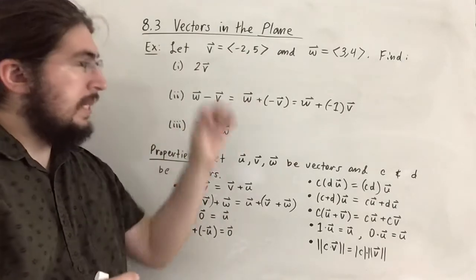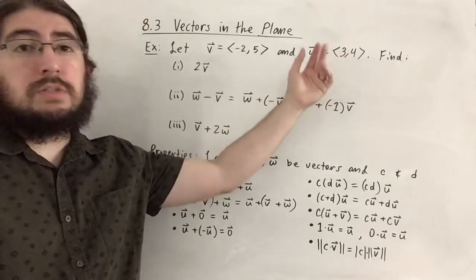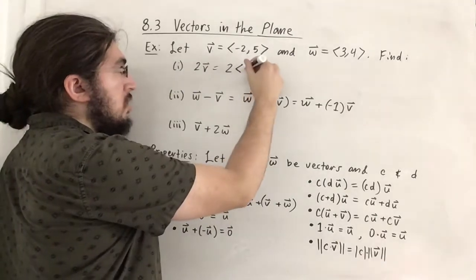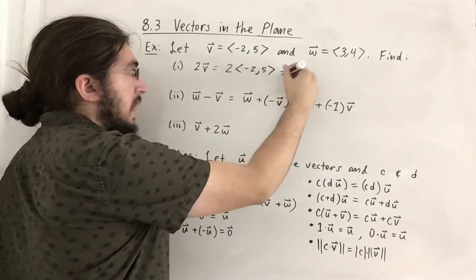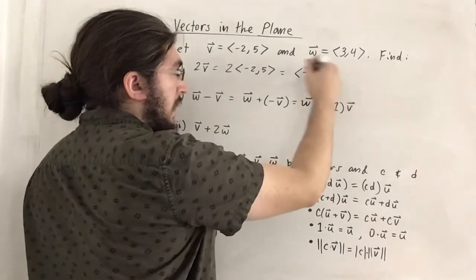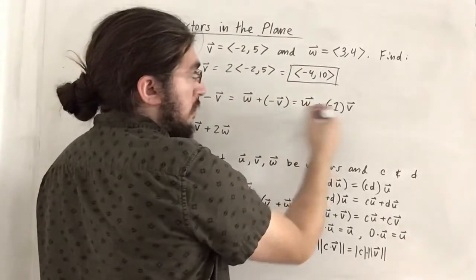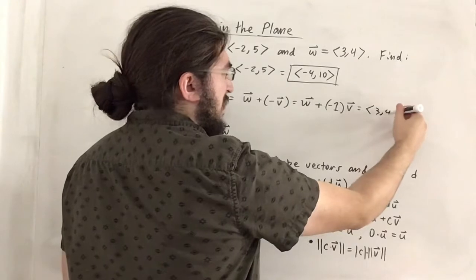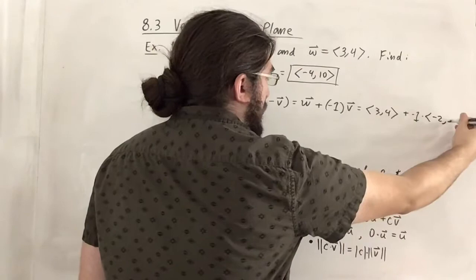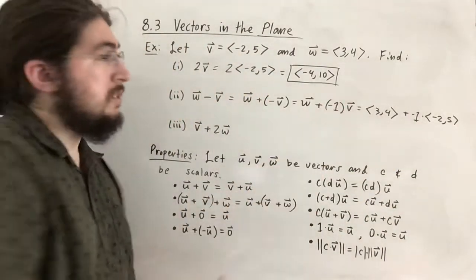But now, beginning this example, we're given the vector v is -2, 5, and w is equal to 3, 4 in component form. To find 2v, that's just scaling 2 into the vector -2, 5. So that's 2 times the first one, which is -4, comma 2 times the second one, which is 10. There we go. For this one, we have w is given by, of course, 3, 4. And then to scale -1 into the vector -2, comma 5, all we need to do is multiply each component by -1, hence changing their signs.